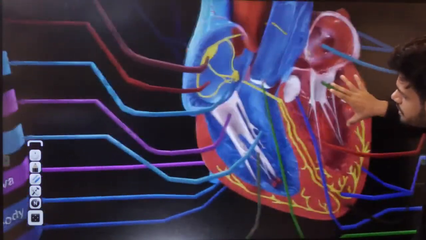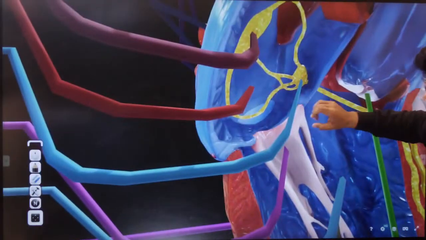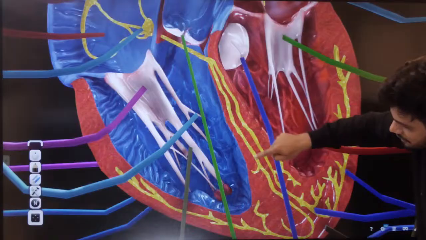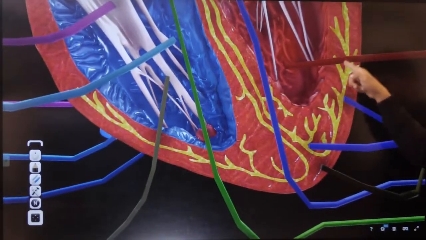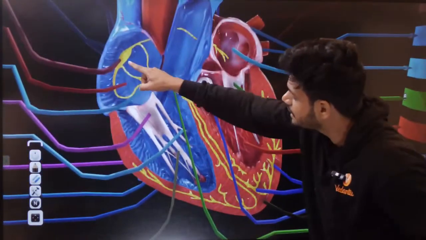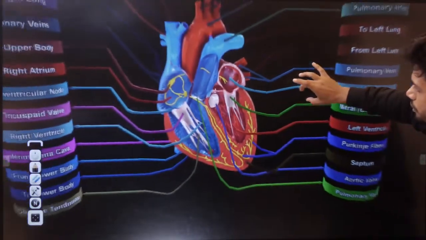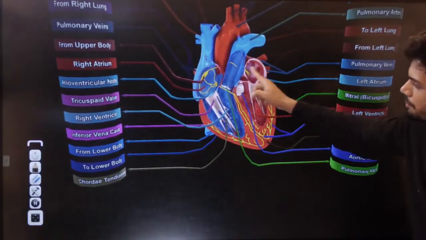Now, if you notice from this AV node here, a lot of bundle fibers are spreading everywhere. What are these structures called? These structures are called Purkinje fibers. This entire SA node and AV node help in the contraction or relaxation of the heart. With the help of action potential, small electrical signals are sent everywhere for contraction of atria and ventricles. Beautiful heart. Tricuspid valve, bicuspid valve.